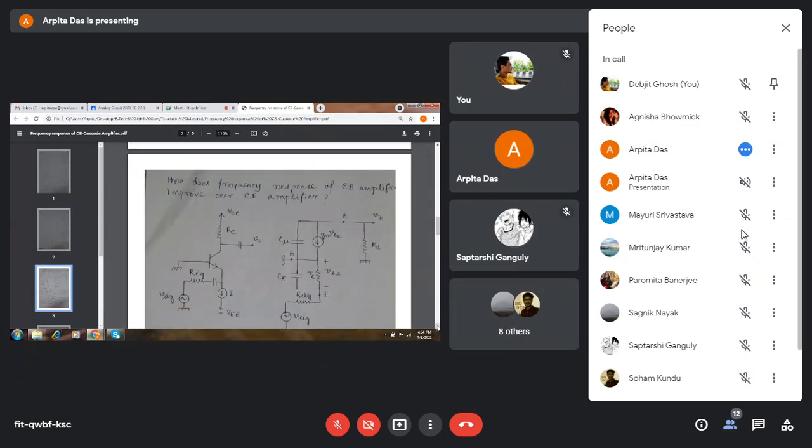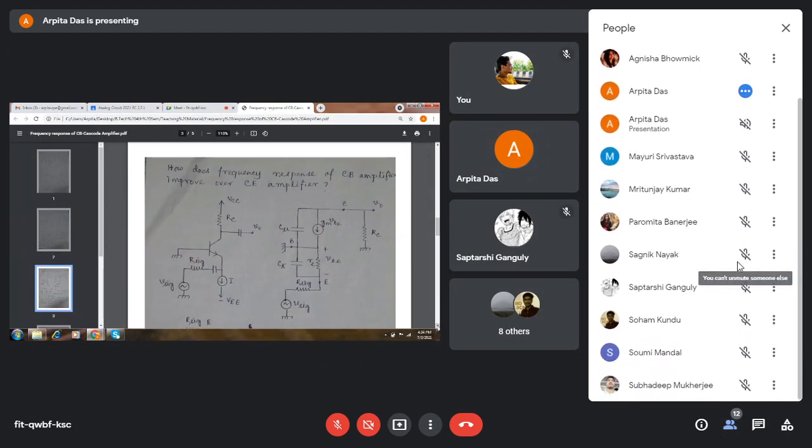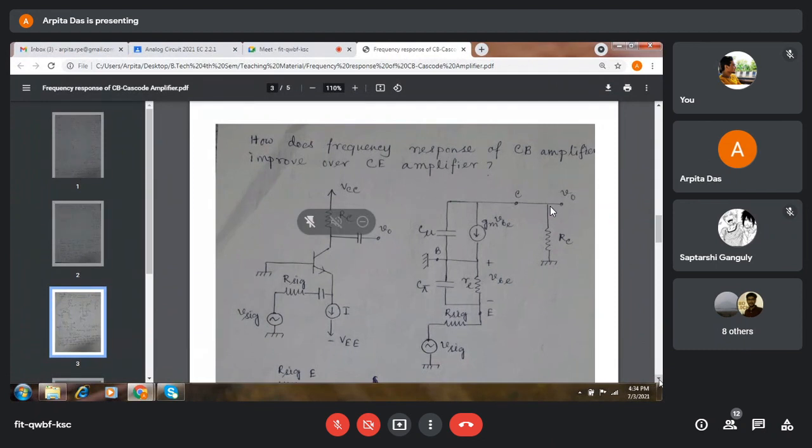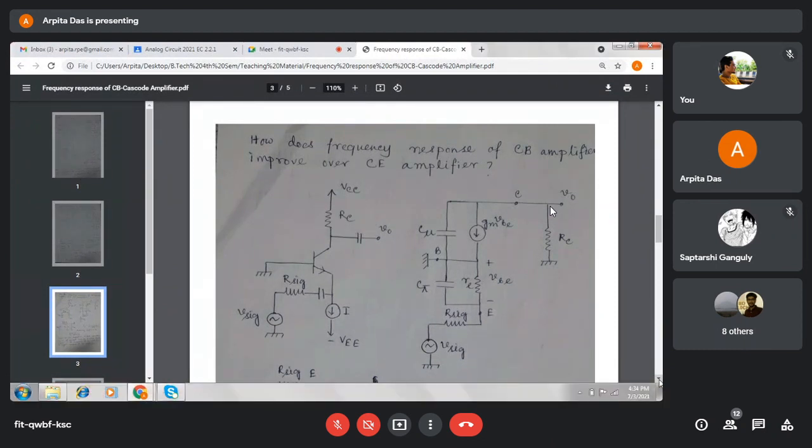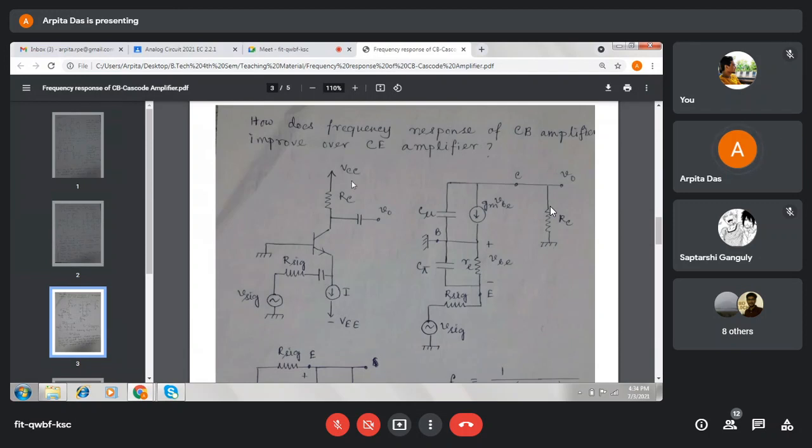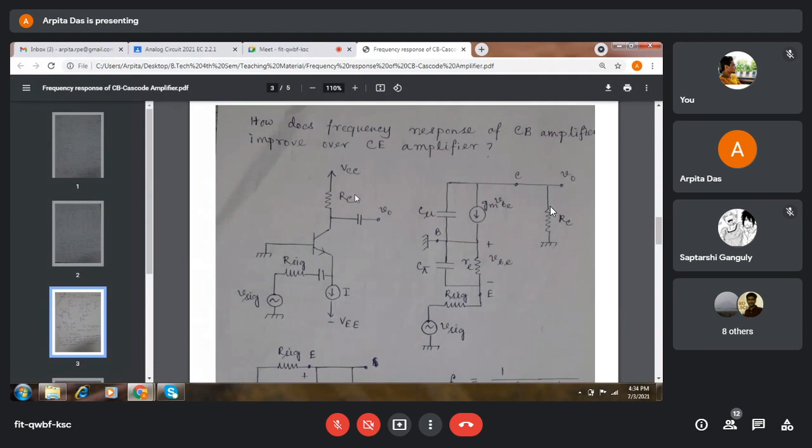Now, let us go to the frequency response analysis of the CB stage amplifier. We have already studied that this is a simple CB amplifier circuit where the base terminal is directly grounded. The input signal to be amplified is connected to the emitter terminal, and the amplified output is measured from the collector terminal. So this is a very simple CB amplifier circuit.